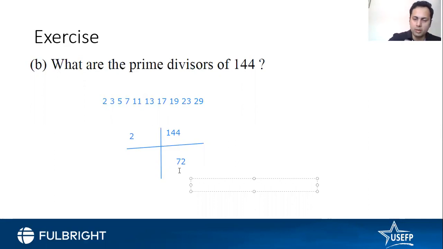Divide again, it becomes 18. Divide again, it becomes 9. Then you divide it by 3. So in the end, it has 2 into 2 into 2 into 2, which is 2 raised to 4, multiplied by 3 into 3, which are the factors. Of these factors, there are two which are prime, which are 2 and 3. So the important thing in prime divisors is that you first remember what the prime numbers are. Remembering these numbers is very important.